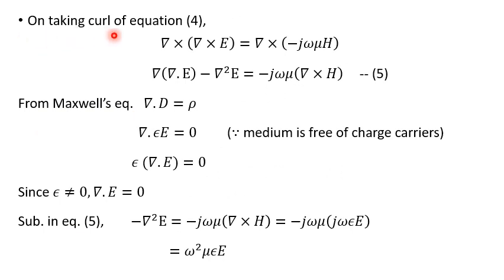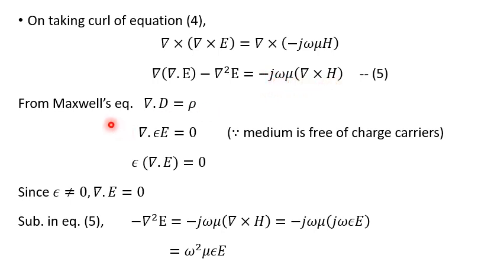Now on taking the curl of equation 4, we get del cross del cross E is equal to del cross of minus j omega mu into H. From vector analysis, we know that del cross del cross E is the same as del of del dot E minus del square E, where del square is the Laplacian operator. So this is equal to minus j omega mu into del cross H.